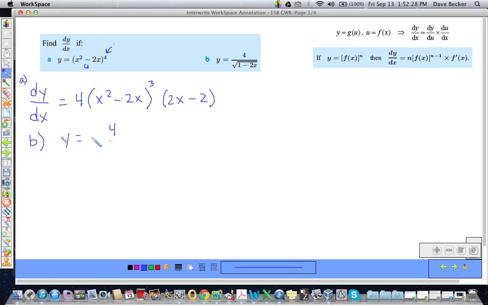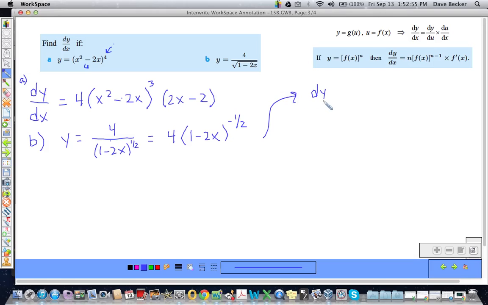So I'm going to think of this first of all as y equals 4 over (1 minus 2x) to the 1/2 power. And then I'm going to rewrite that as 4 multiplied by (1 minus 2x) to the negative 1/2 power. Okay, so now I'm going to move over here so I have a lot of room.